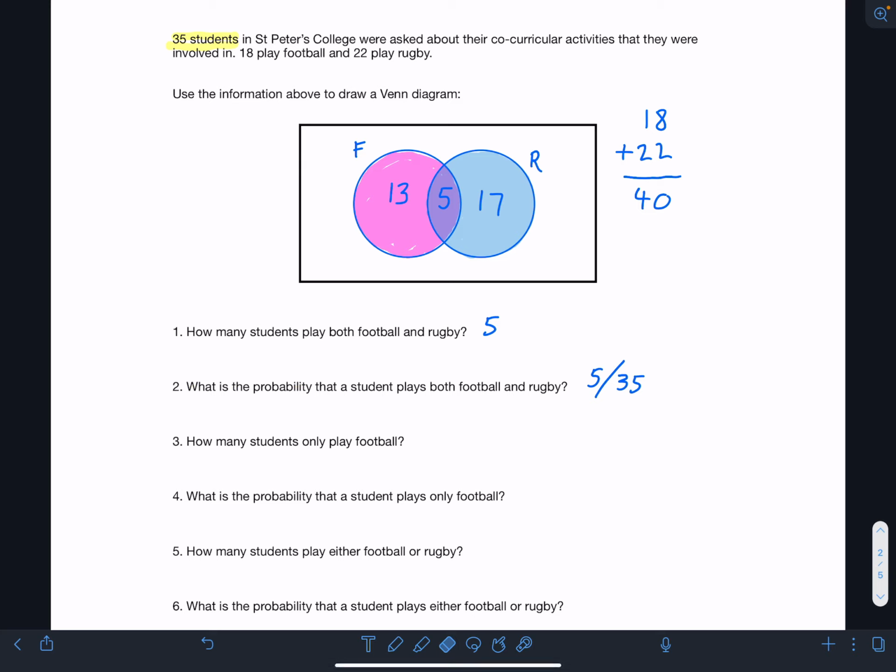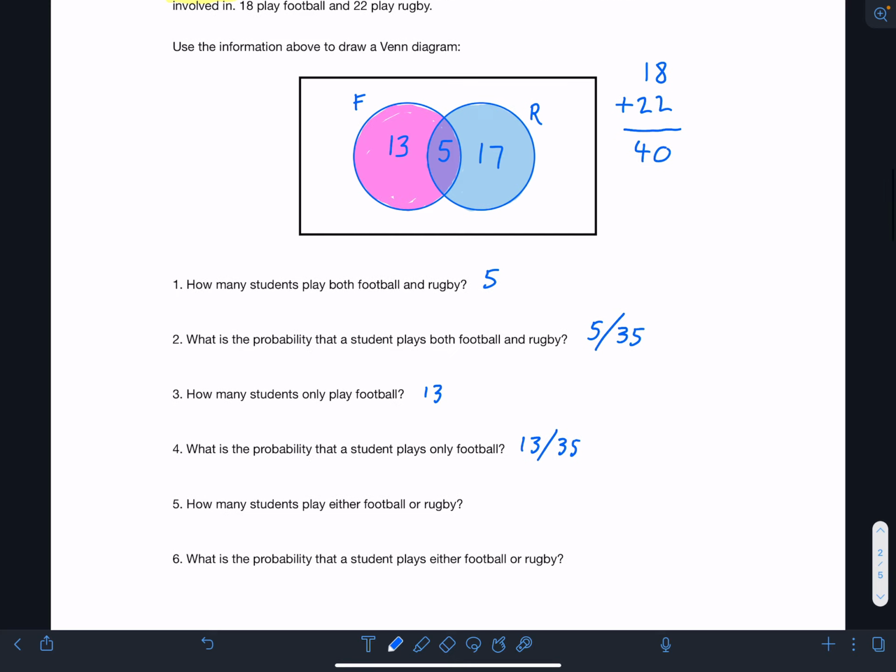Next, with question 3, how many students play only football? And so only football is shown in our Venn diagram as the section that I'm colouring in yellow at the moment. That's football, but not rugby. So it's only football. And so that's 13 students. And the probability that a student plays only football is 13 divided by the total number of students, which is 35. So it's 13 over 35.